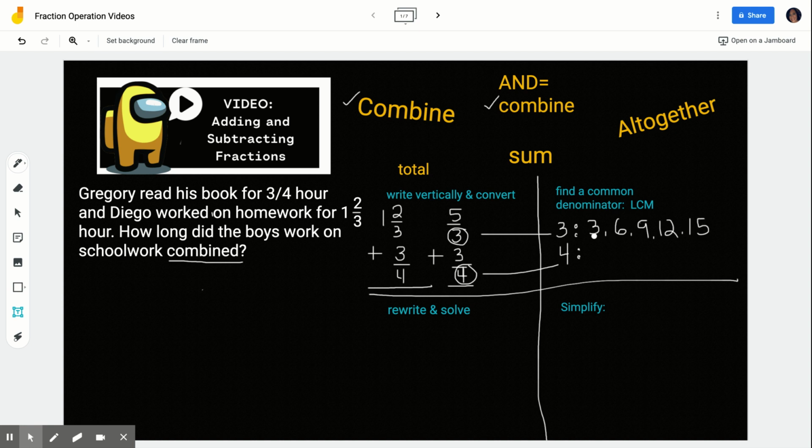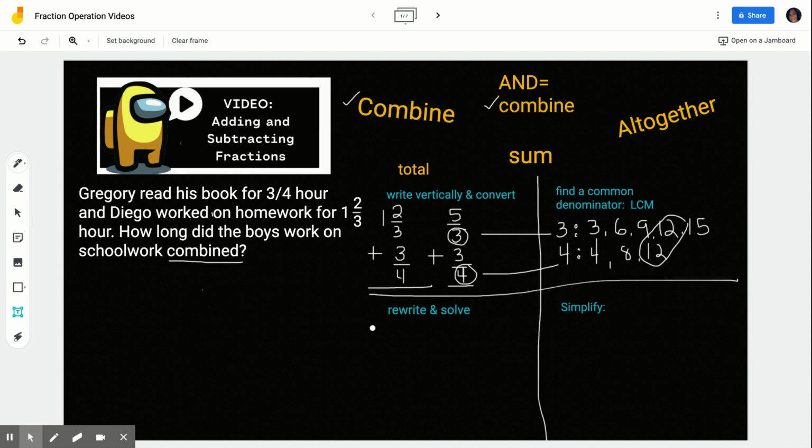Only go out 5 terms at a time, and then look to see if you find something in common. So same thing here, 4 times 1 is 4, 4 times 2 is 8, 4 times 3 is 12. Oh, and I can stop right there because I see 12 in both lists for 3 and 4. 12 is going to become the common denominator.